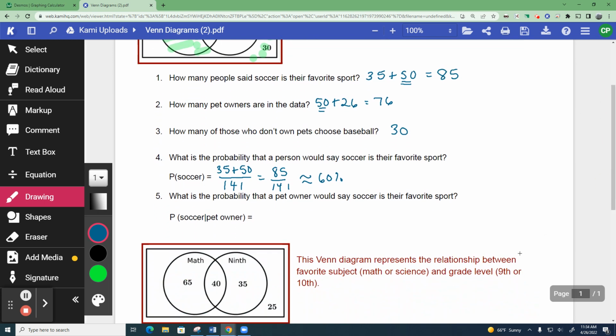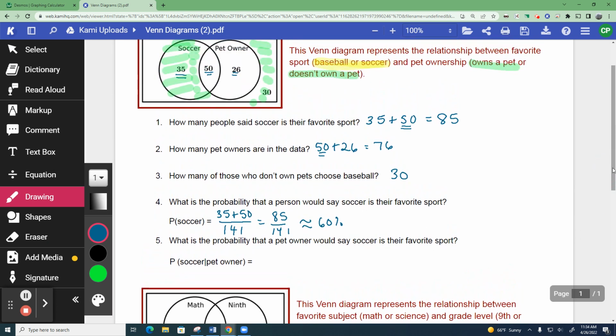What is the probability that a pet owner would say soccer is their favorite sport? So this means right here that they like soccer given they're a pet owner. So that means we can only have on the denominator of our probability those that are pet owners. Our sample space in this problem is just pet owners. Well, looking up here, we have 50 plus 26, or 76 pet owners. We see that right here. So now, of those 76 pet owners, how many like soccer? Well, that was just the 50 that overlapped with the soccer circle. So 50 over 76, which is about 66%.